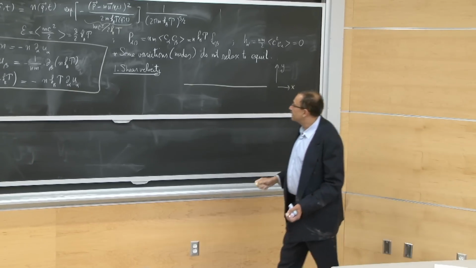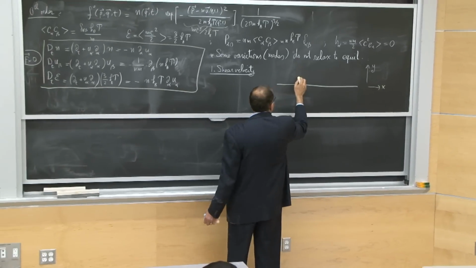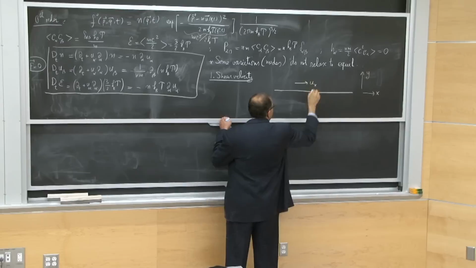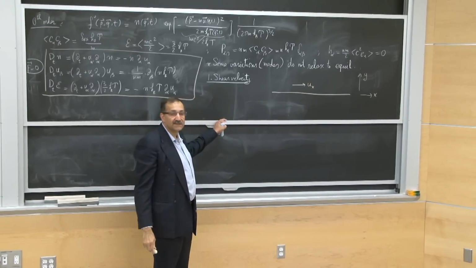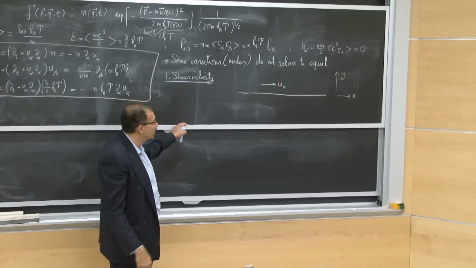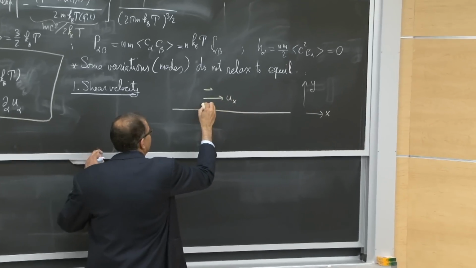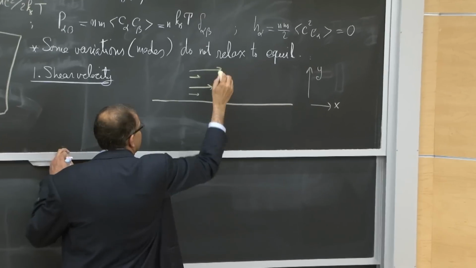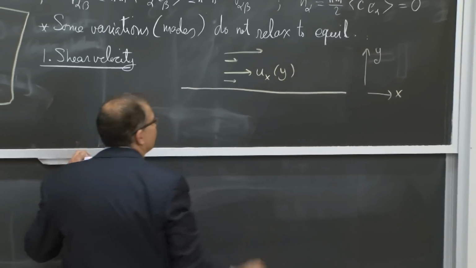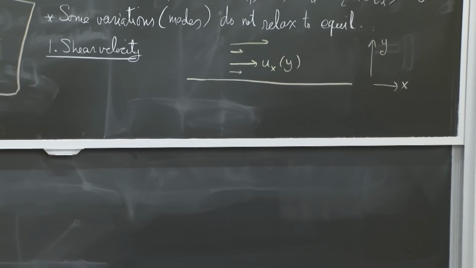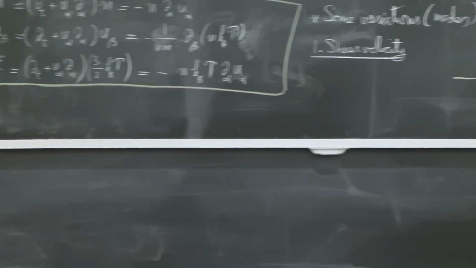encounter a velocity field. The velocity field is always pointing along this direction, so it only has the x component. There is no y component or z component. But this x component maybe varies as a function of position. So my ux is a function of y. This corresponds to some kind of a shear. Okay?